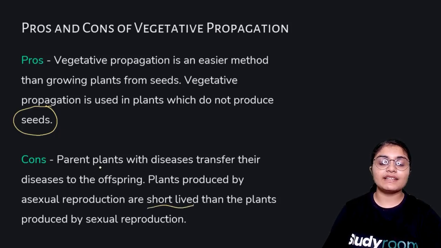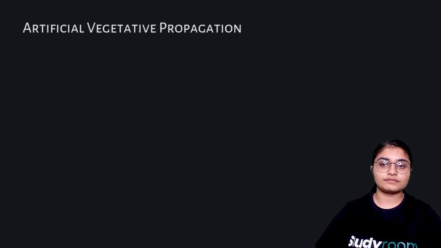Okay. And secondly, if the parent plant has any kind of disease, then that disease is transferred to the offspring plant as well. So these are the two disadvantages, or the two cons, that we have for vegetative propagation.